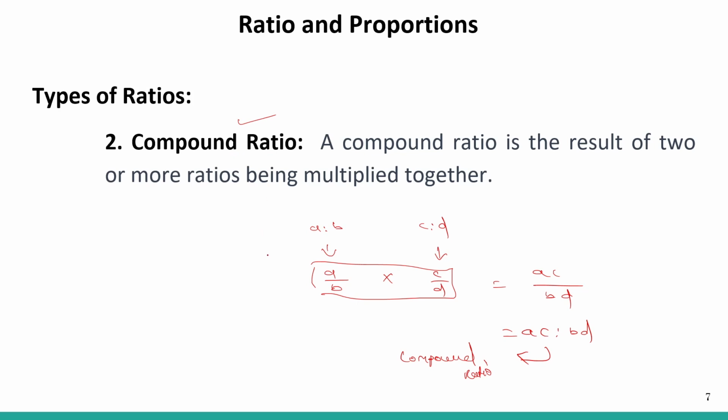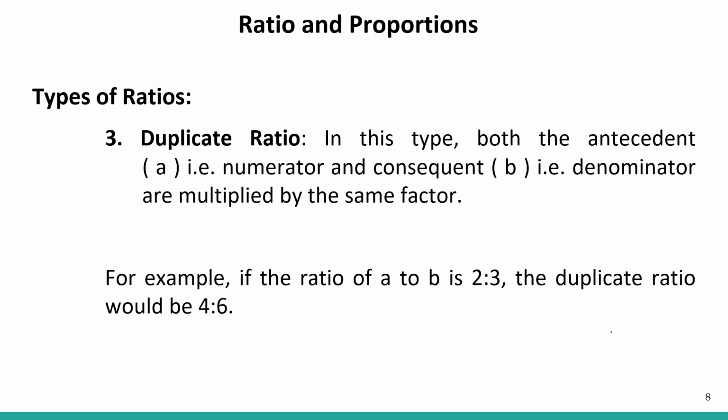Okay, and in this case what we do is we multiply two ratios and get another one. Here we multiplied A by B with C by D, and what we got was AC by BD. So we wrote it as AC is to BD. This is called compound ratio. So let's see the third kind of ratio, that is the duplicate ratio.